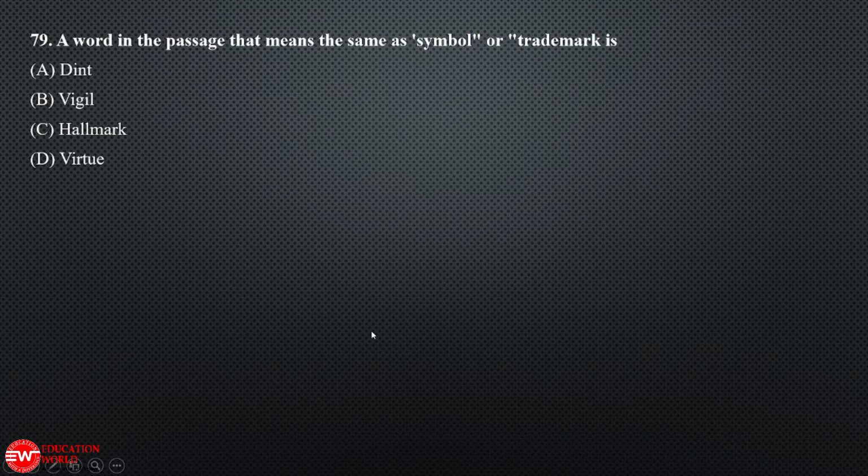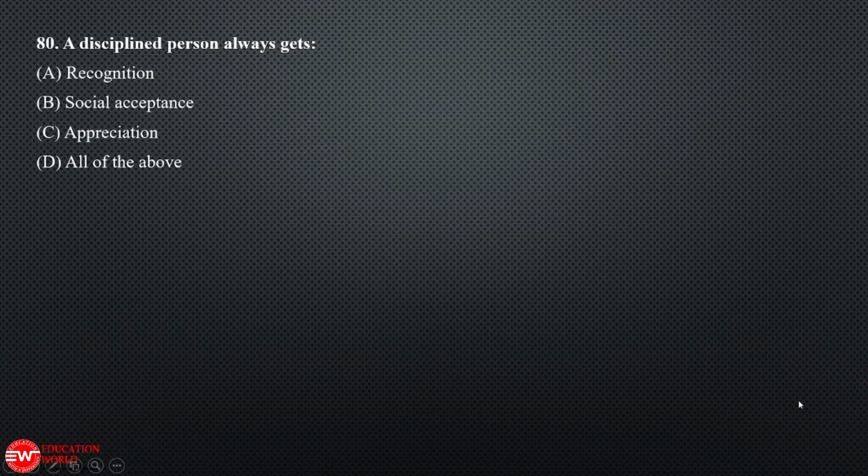Now here is the word, a word in the passage that means same as symbol or trademark. इस passage में word है जिसका मतलब same है symbol और trademark. So which word is that? That is hallmark. Next question is, a disciplined person always gets. So all these are the positive answers. Recognition he gets, social acceptance he gets, and appreciation he gets. So D option is the correct, all of the above.